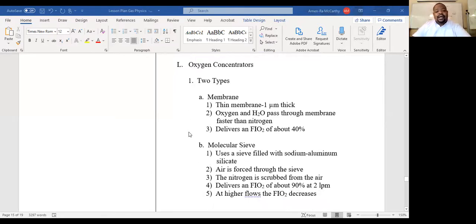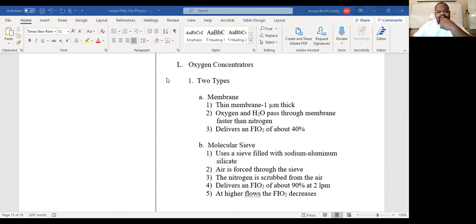All right. So now, oxygen concentrators. These are the machines that make oxygen themselves. Oxygen concentrators are little machines that make oxygen themselves. Little machines, because Mr. Smith can't be on a tank all the time. He can't be on a little oxygen tank all the time, right?